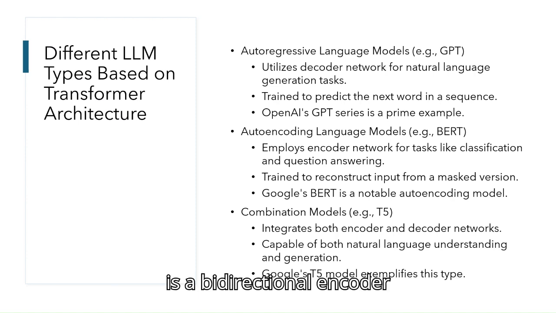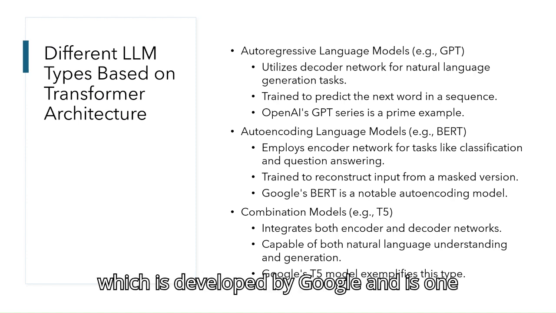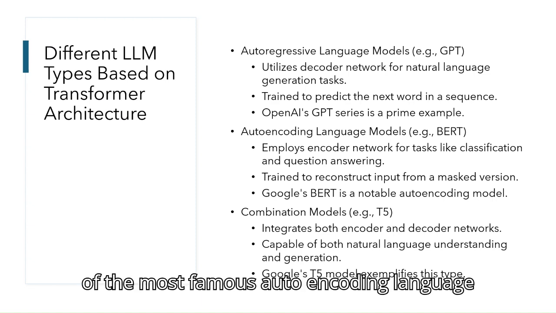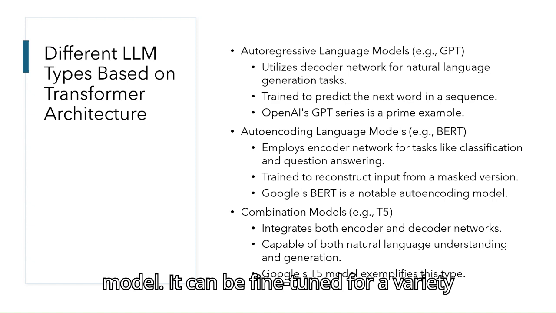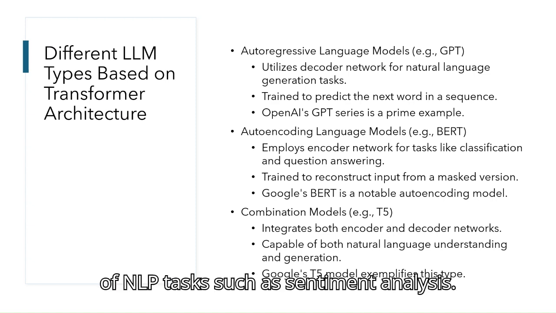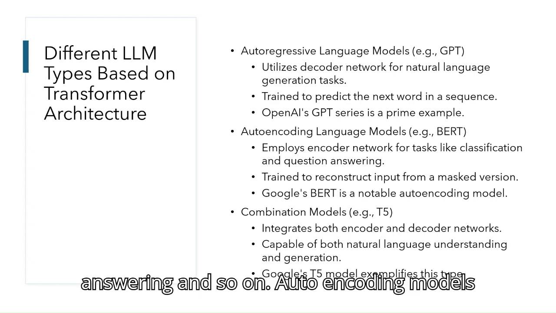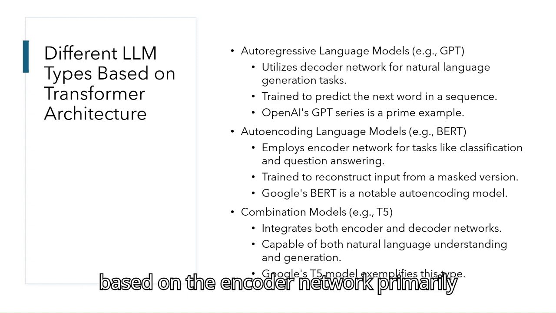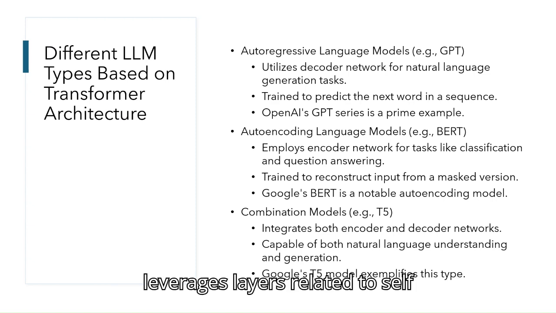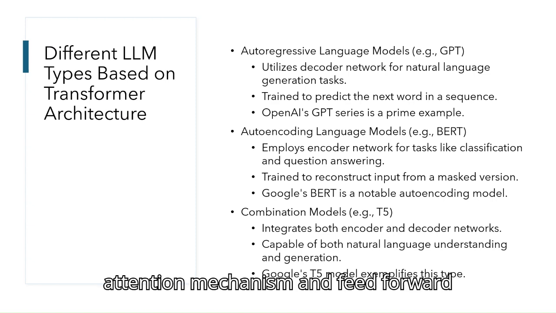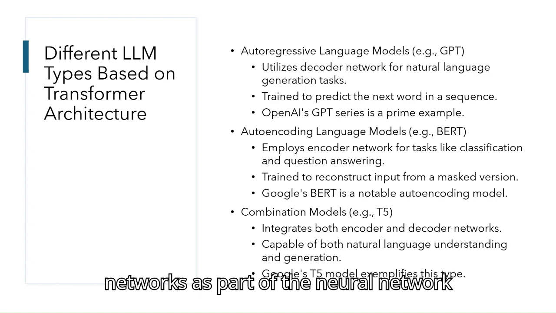BERT, which stands for Bidirectional Encoder Representations from Transformers, was developed by Google and is one of the most famous autoencoding language models. It can be fine-tuned for a variety of NLP tasks such as sentiment analysis, named entity recognition, question answering, and so on. Autoencoding models based on the encoder network primarily leverage layers related to the self-attention mechanism and feed-forward networks as part of the neural network architecture.